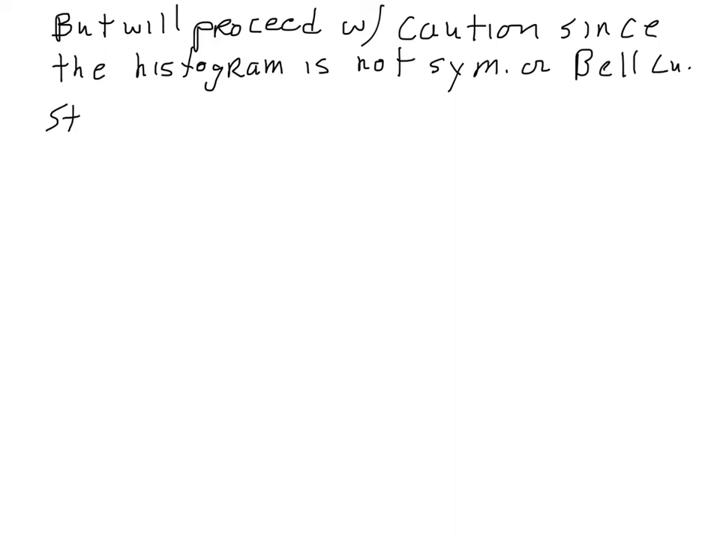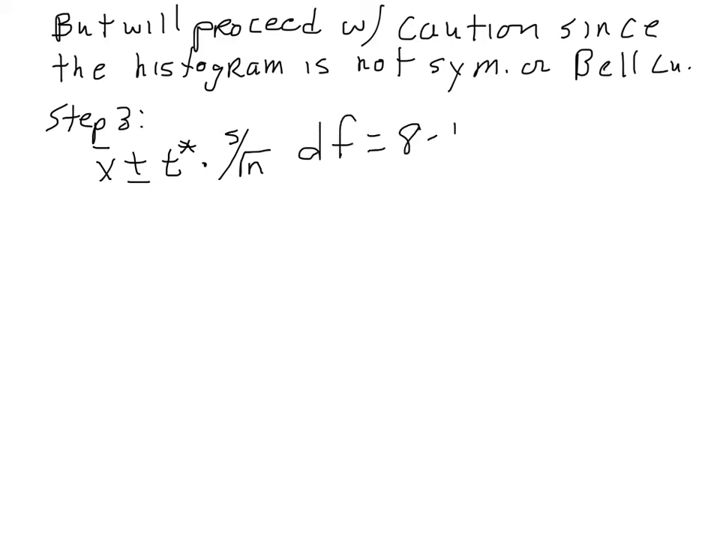Step 3, do the math. First of all, you have to write down the formula for a t distribution. We're going to have x bar plus or minus t star times the sample standard deviation divided by the square root of n. In this particular problem, the degrees of freedom is 8 minus 1, which is 7.